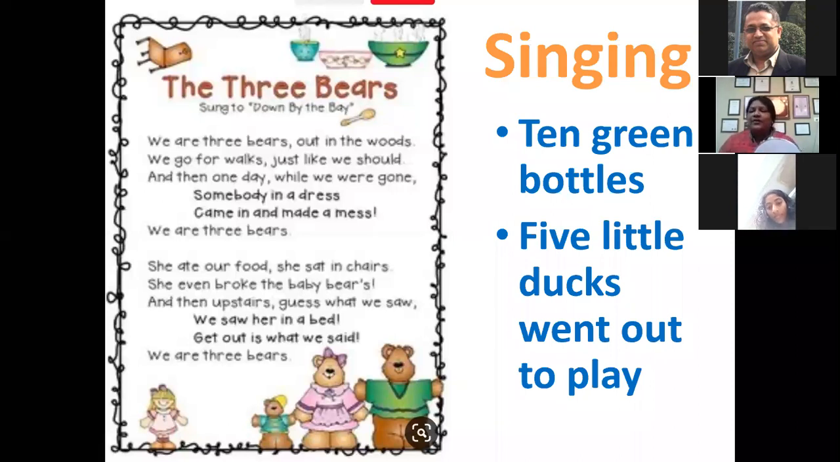12 green bottles accidentally fall. There are 8 green bottles standing on the wall. This is addition, subtraction. There are 12 green bottles standing on the wall. I add 4 more bottles to the wall. There are 16 green bottles standing on the wall.